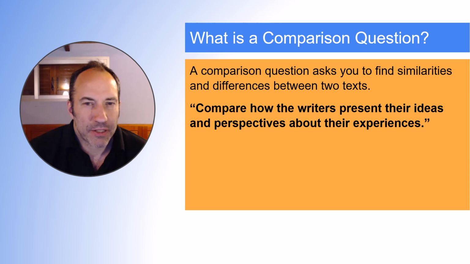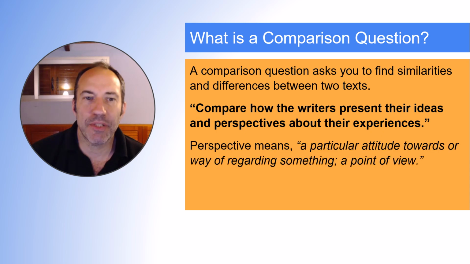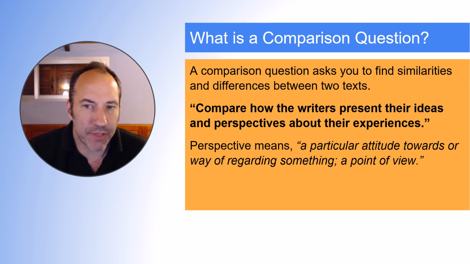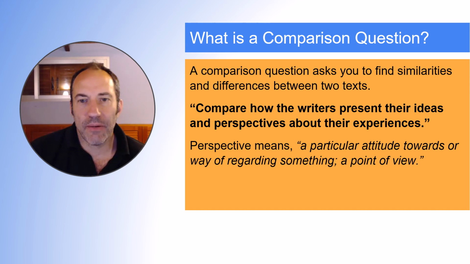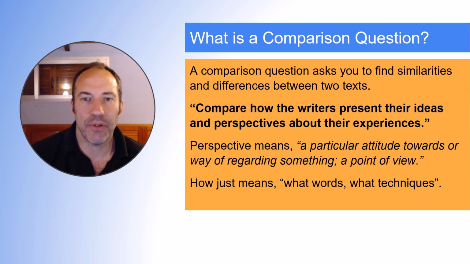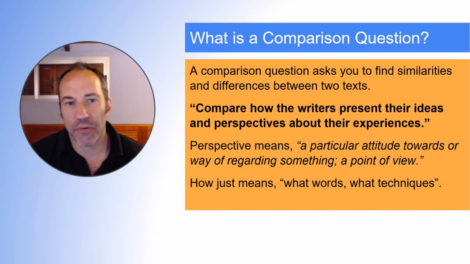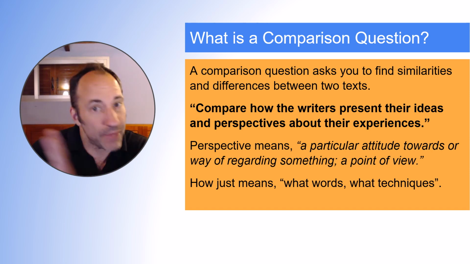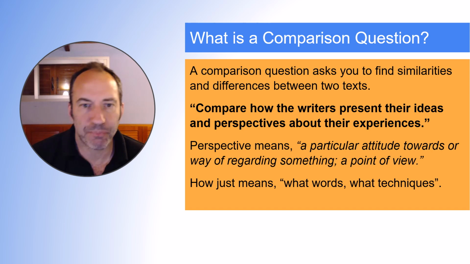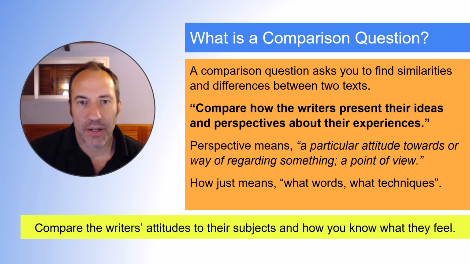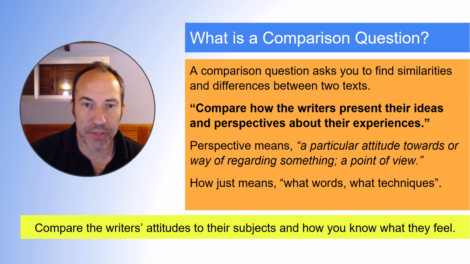So what is perspective? Well, it's simply a particular attitude towards or a way of regarding something, a point of view. Now, the how part of the question is important too. You do need to say how you know what the writer's attitudes are, although you don't have to analyse that. More on that in a bit. So, all of that together means that we can rewrite this question as compare the writer's attitudes to their subjects and how you know what they feel. That's actually quite easy.